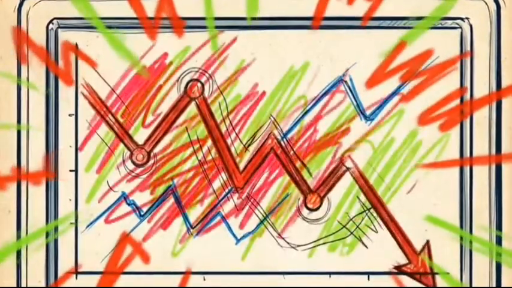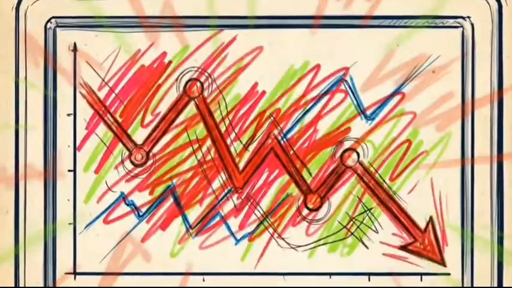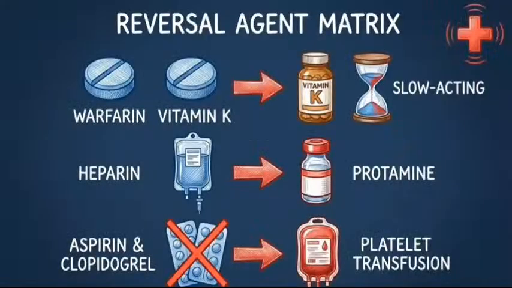If severe bleeding occurs and blood pressure drops rapidly, you need an immediate reversal agent. This matrix maps out your specific safety nets. For warfarin toxicity, you administer vitamin K. Note the operational caveat here: vitamin K works, but it is a slow-acting antidote.